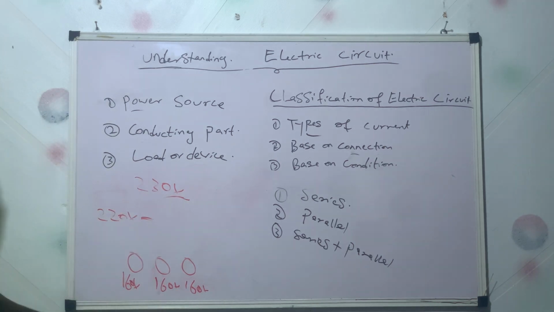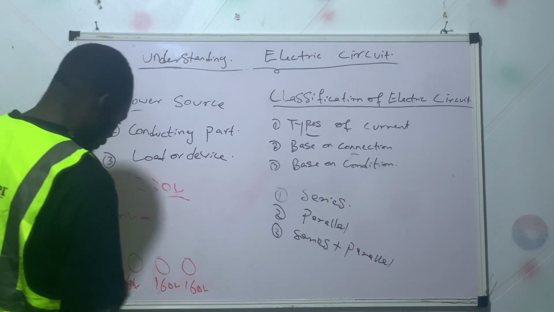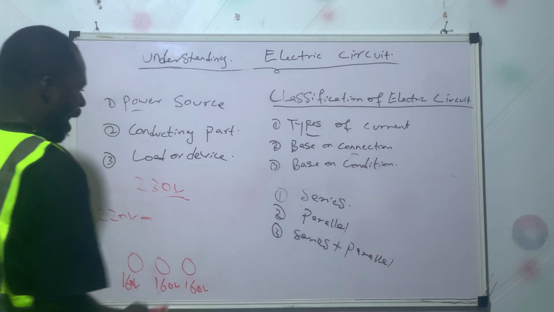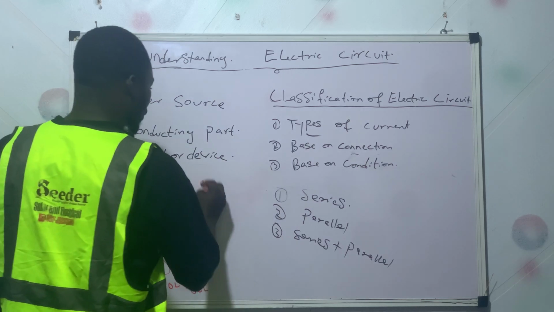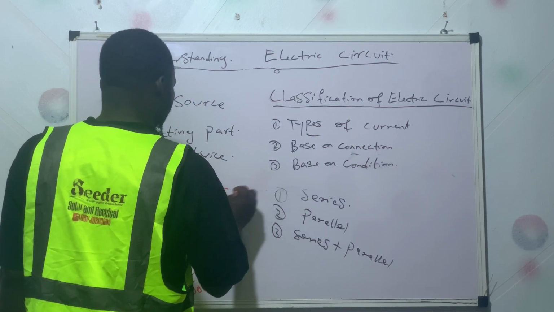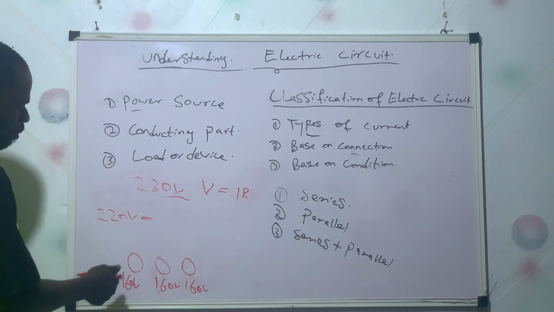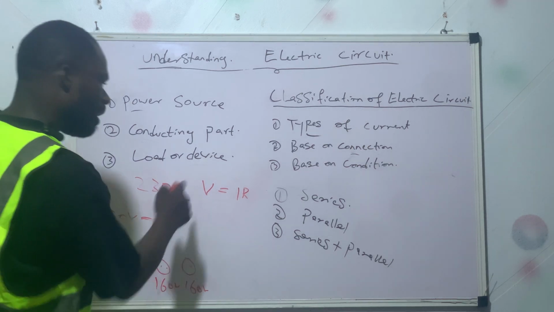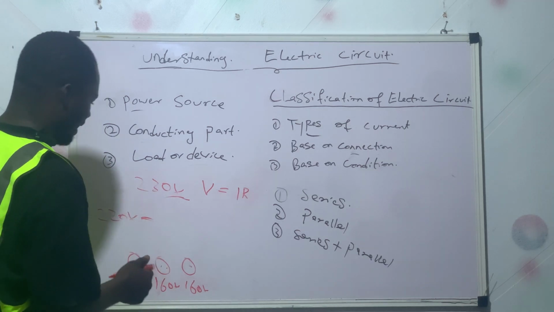These bulbs are rated to come up at 160 volts, and you have 220 volts. You cannot connect them in series. Your best connection will be a parallel connection. Why? Because of Ohm's law. Remember Ohm's law, which states that voltage is equal to current multiplied by resistance. When you do this calculation, the voltage you will have here will not be enough to power on these bulbs that you have here. Let's apply this formula and see what we will get.